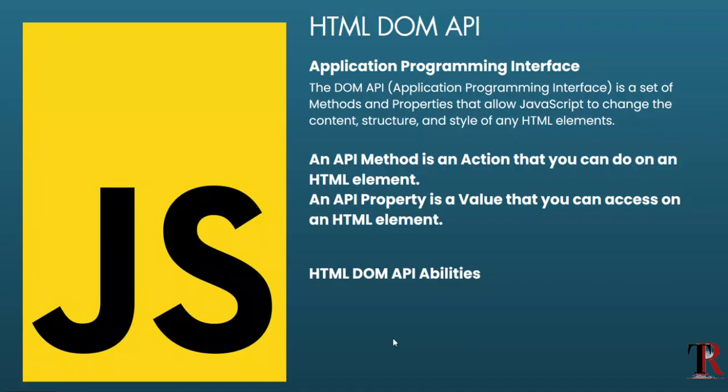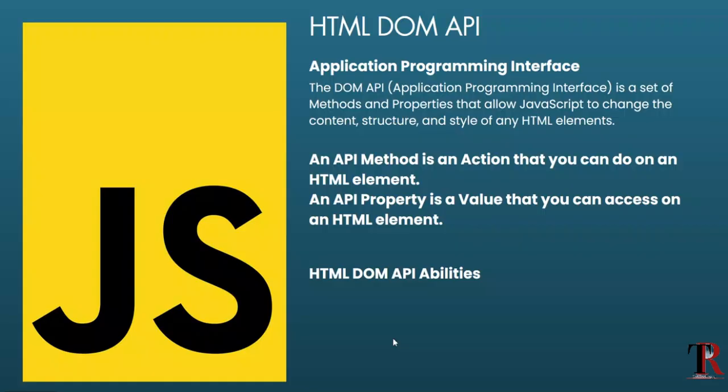An API method is an action that you can do on an HTML element. So a method is an action that you can do on an HTML element. An API property is a value that you can access on an HTML element. Now, these two are not the same. An API method is different from an API property. And the difference between them is that one is an action, while the other is a value. So you can always access the one on an HTML element, while you can always do the other on an HTML element.